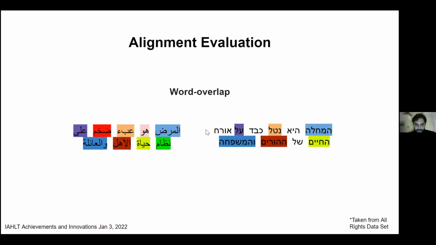So you can see that these, al-marad, hamakhala, they are exact translations, net, al-iba, ala, khayim.